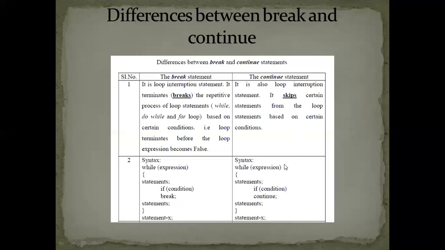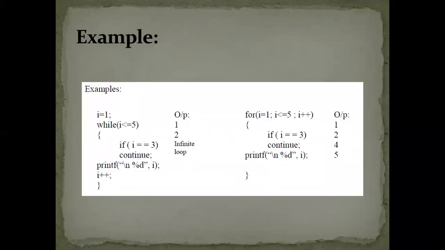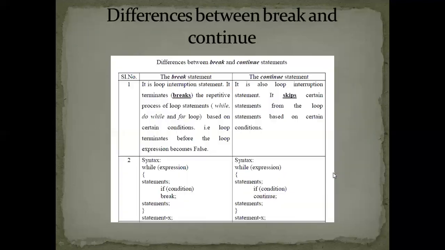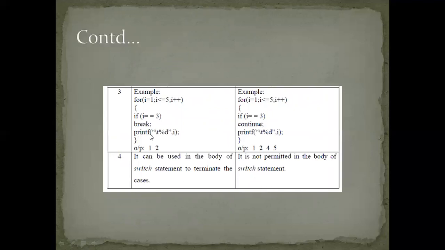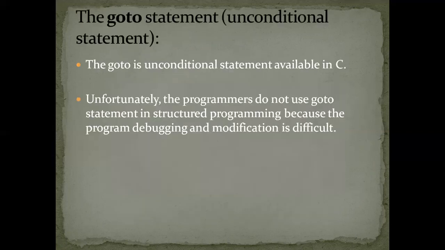Okay, remember this. I'll tell you with a better example here. Just check with the continue here. What it does, 3, it is going to skip it. Okay, next it will execute. Okay, so this is the syntax we have gone through, and example for this and this. Okay, we have gone through this also. Another difference is that break can be used in the body of the switch statement to terminate the cases, and continue is not permitted in the body of the switch statement. So this is the main core difference between what? Break and continue. Okay. Then the last one, goto statements.